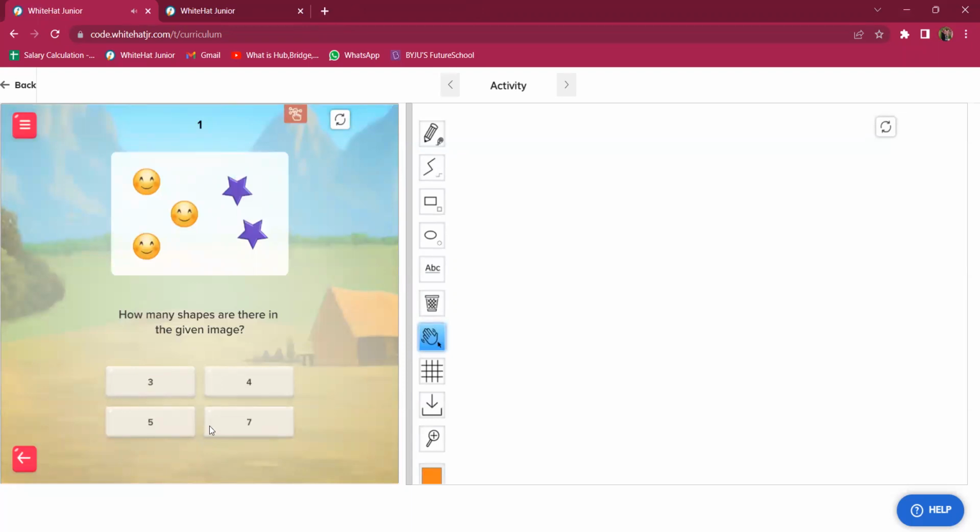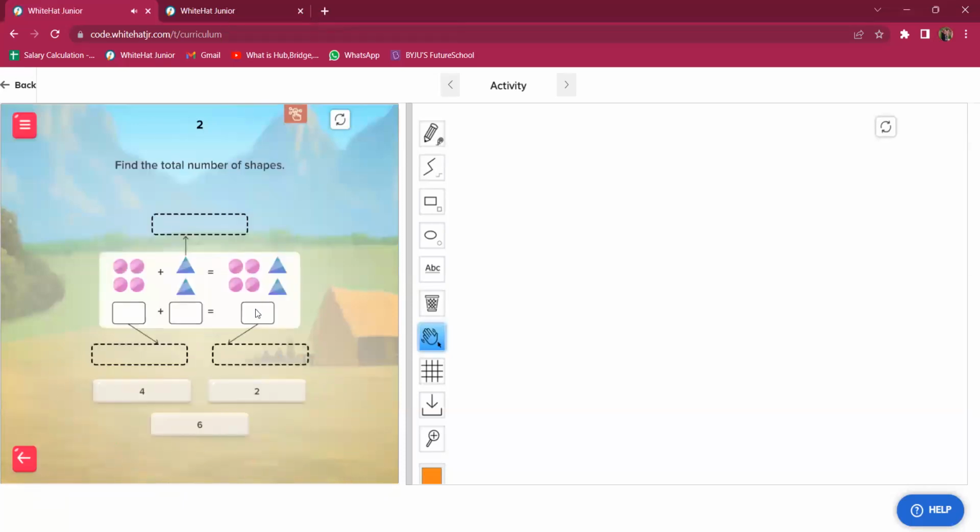So how many shapes do you see in total? So here we have 3 smileys and 2 stars. So 3 smileys and 2 stars would make 5. So let's click on 5 and move to the next question.